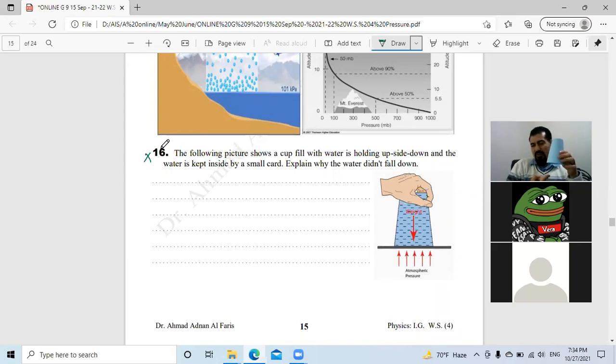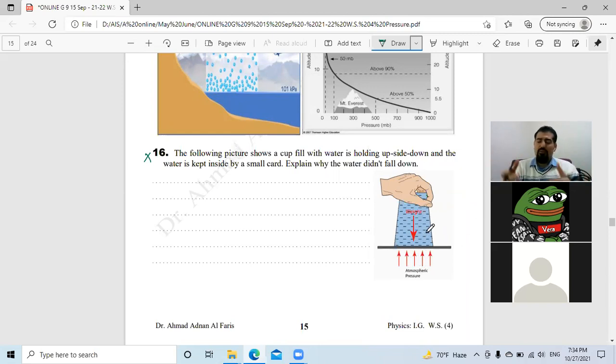What will happen to this card? Does it fall or remain? Yes, what do you think? It will remain, unless I tilt it or make some mistake, and then it will fall. Actually, it will remain. Why? Because the force caused by the atmospheric pressure from the bottom is more than the force caused by the water inside the cup.